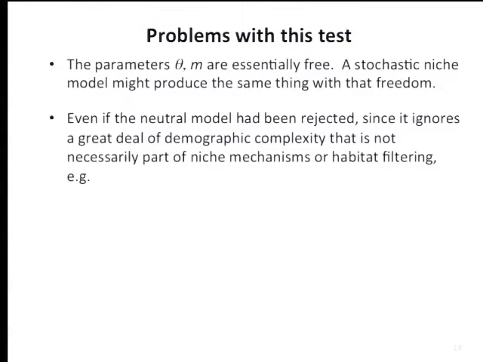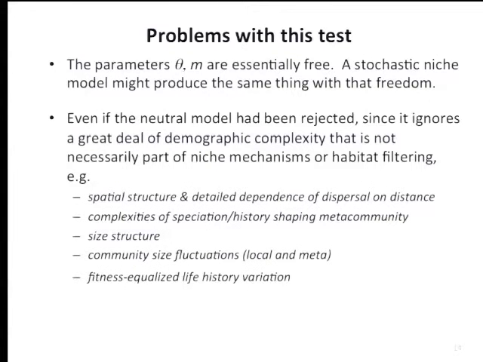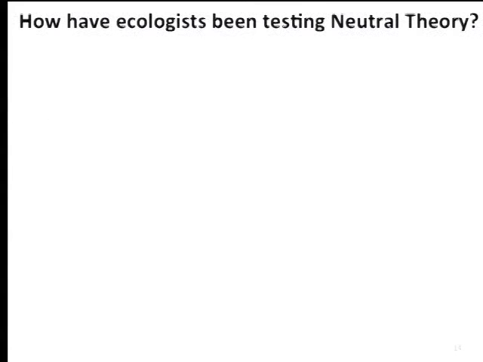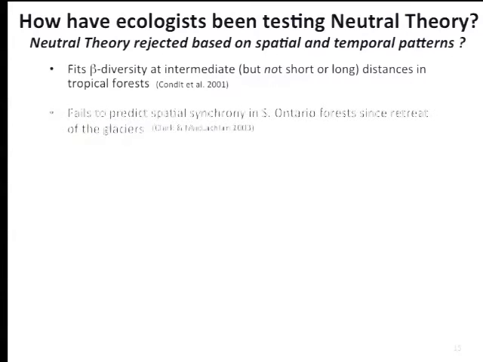And another key issue is that even if the neutral model had been rejected, it clearly ignores a lot of demographic complexity that's not necessarily part of niches or habitat filtering, so things like spatial structure and more detailed dependence of dispersal on distance, the complexities of speciation, size structuring of demographic rates, fluctuations in the sizes of communities in the past, fitness equalized life history variation. These are all ignored, so you could argue that the departure is just due to that complexity and not the presence of the things you're trying to look for. And this is true, really, of many other kinds of tests of neutral theory that have been done.